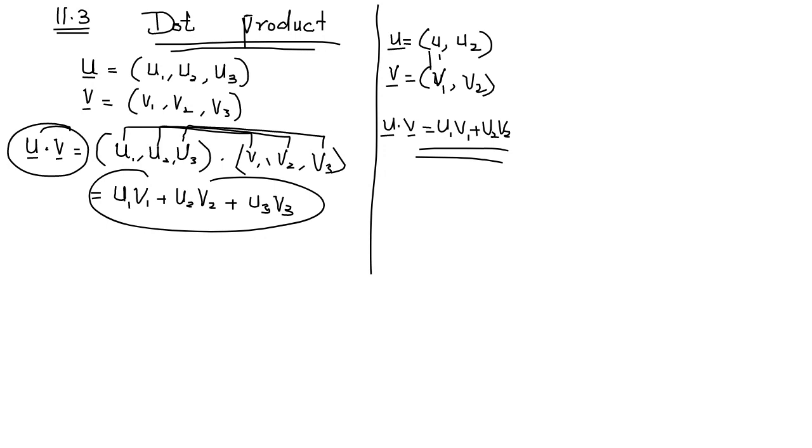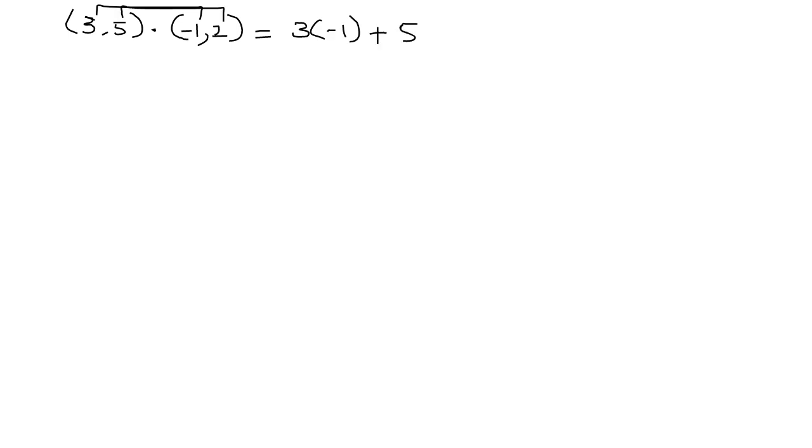Let me give you one example for finding the dot product of two vectors. One vector is given, which is (3, 5). Another vector is given, which is (-1, 2). How to make the dot product? Just multiply 3 with -1 and 5 with 2, that is -3 plus 10, which is equal to 7.